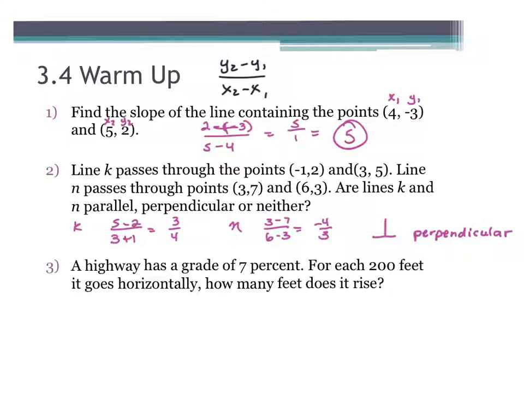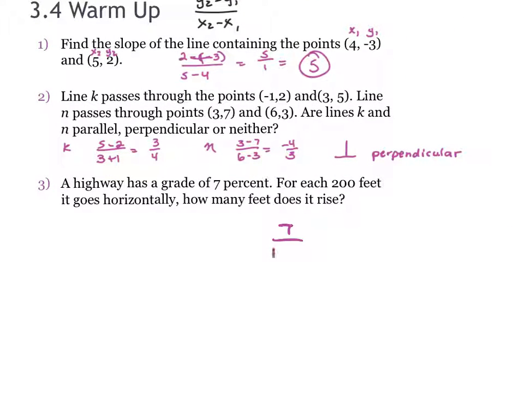Number 3 says a highway has a grade of 7%. For each 200 feet it goes horizontally, how many feet does it rise? So 7% is what in terms of a fraction? Good. So for every 100 feet, it rises 7 feet, right? So for each 200 feet, how many would it rise? 14. Good. You could set it up as a proportion. So 7 over 100 equals x over 200, and then you'd have to double it, right? Or you could cross multiply, divide, either way.